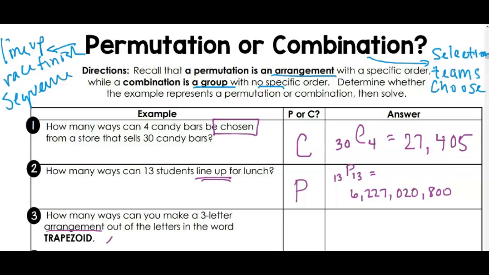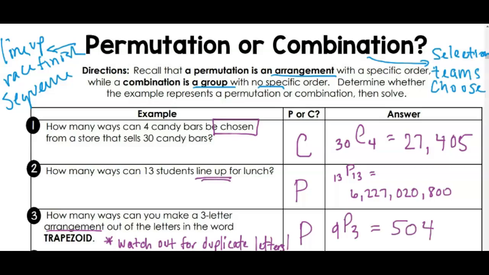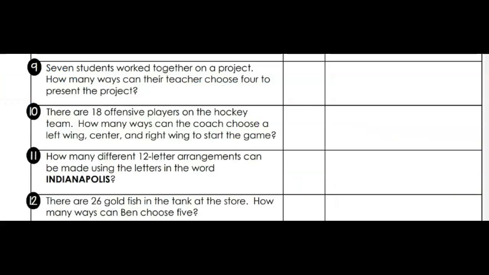If we look at the third example here, how many ways can you arrange a 3-letter arrangement with the word trapezoid? The one thing we want to pay attention to is to watch out for any duplicate letters when you put words together. If you have a duplicate letter, it's not going to look like a different arrangement. So this is a permutation, and in this case, the word trapezoid does not have any duplicates. So we've got 9 letters to choose from, and we're choosing 3. And so we end up with 504 ways to do that.